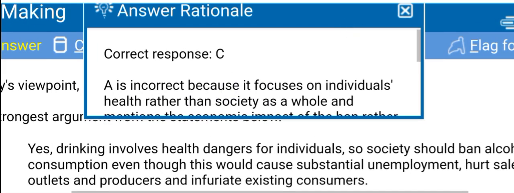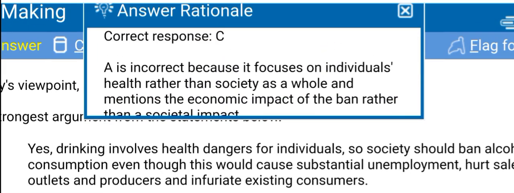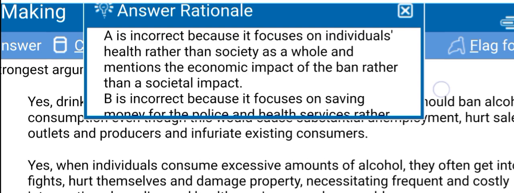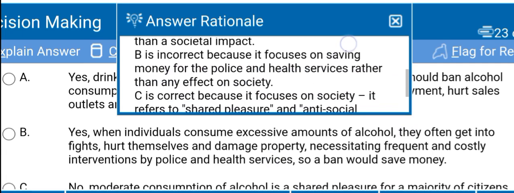So here we have the correct response is C, but let's see why the other options are incorrect. Option A is incorrect because it focuses on individuals' health rather than society as a whole, and mentions the economic impact of the ban rather than a societal impact. B is incorrect because it focuses on saving money for the police and health services rather than any effect on society.